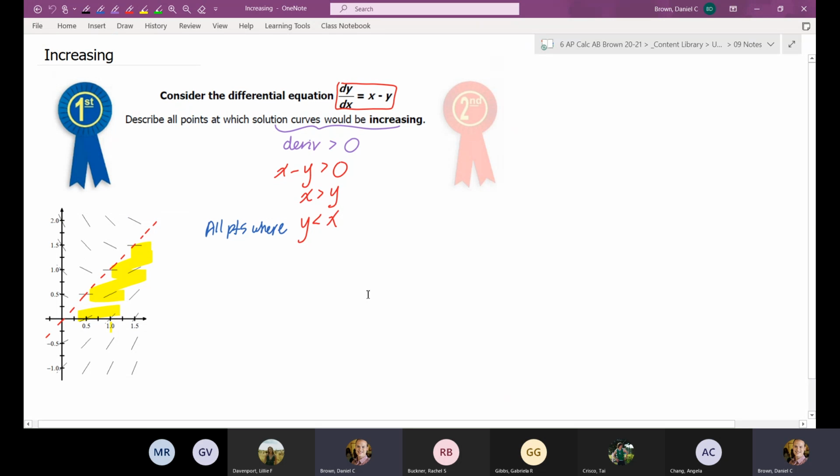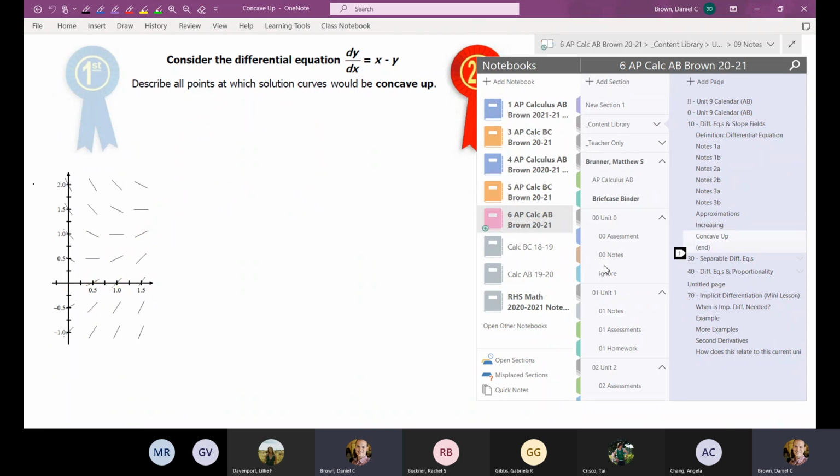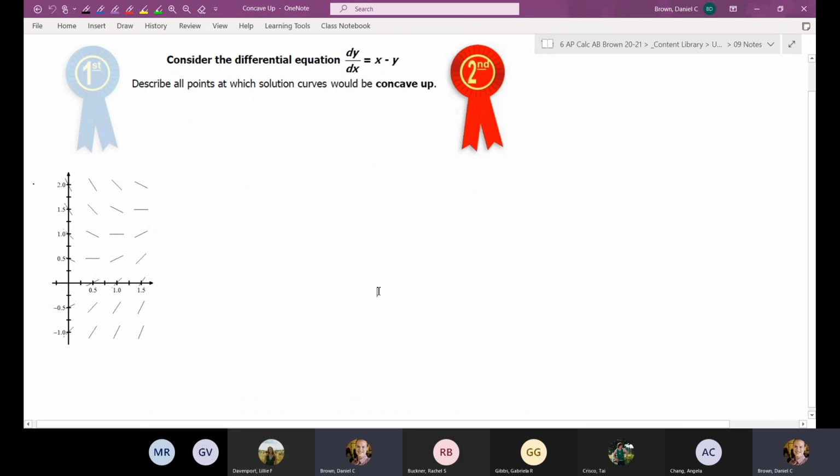We talked about when a function would be increasing, because we know that the derivative does inform us about increasing and decreasing. And then the second thing that relates to is, well, can we talk about the concavity?